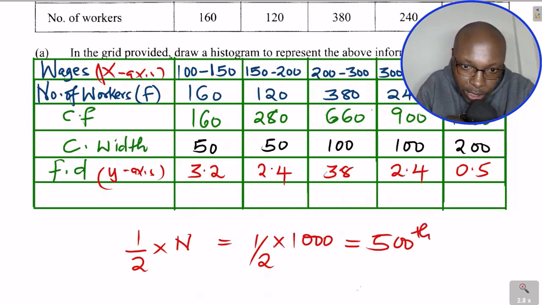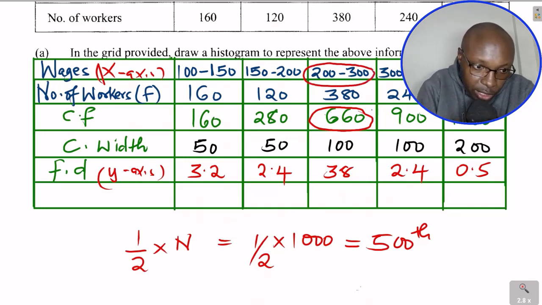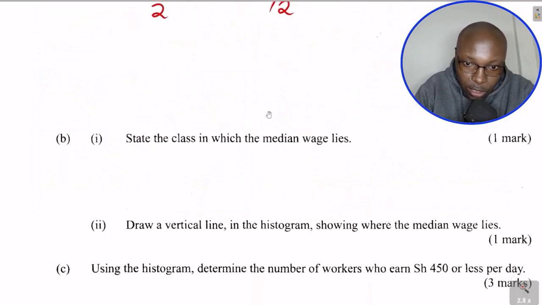And when you look at these classes, where does that one lie? Where does the 500 position? When you look at the cumulative frequency, just look at the cumulative frequency, the class in which, so we have 160, 280, 660. So this is where we have the median. That is where we have the median class. It lies in that class, which is the class 200 to 300.